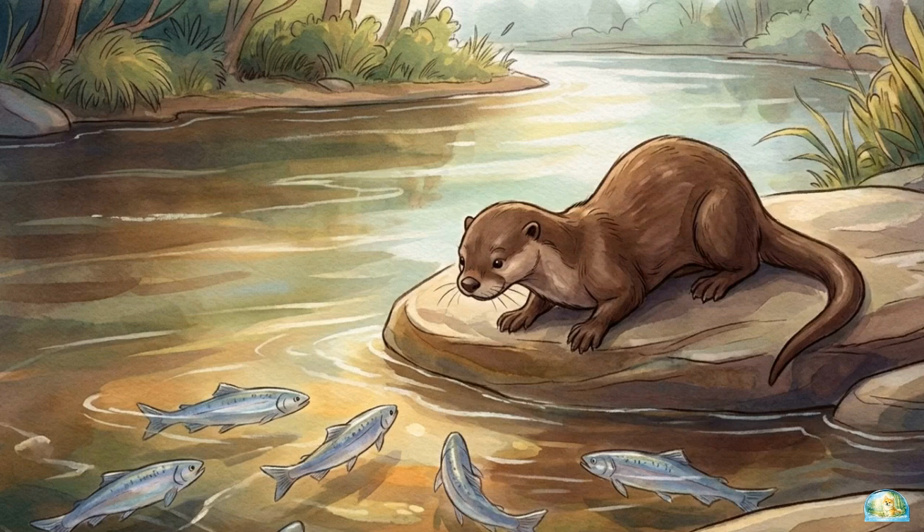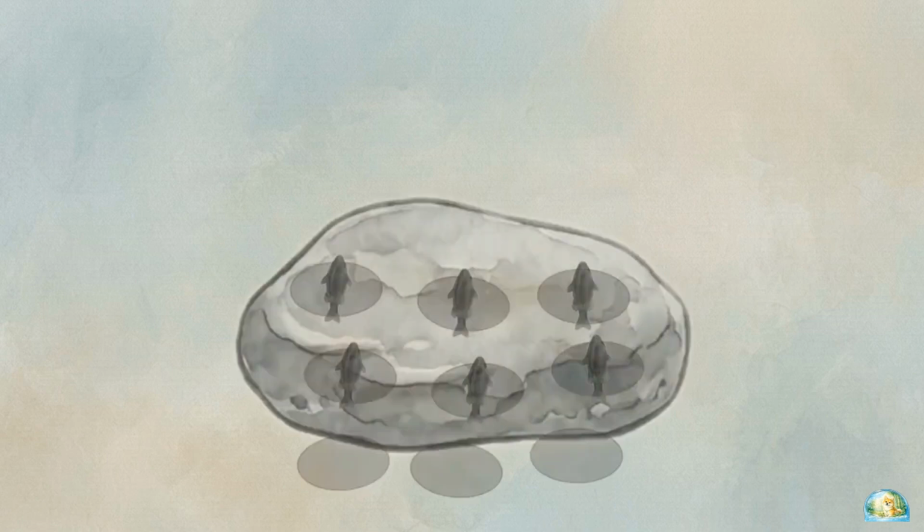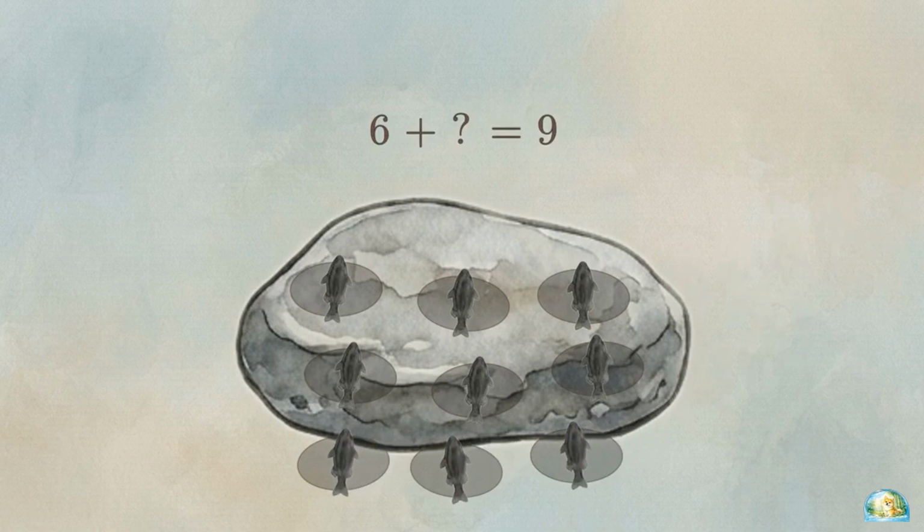Further downstream at the river bend, the water flows around a flat stone. There should be a total of 9 fish here, but Sedge only sees 6. We use the exact same strategy. Ask, 6 plus what makes 9? 3 more fish stir out from the shadows.